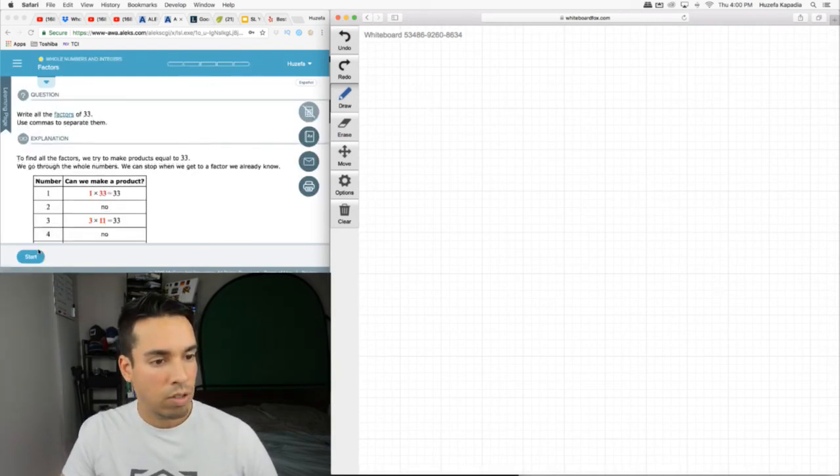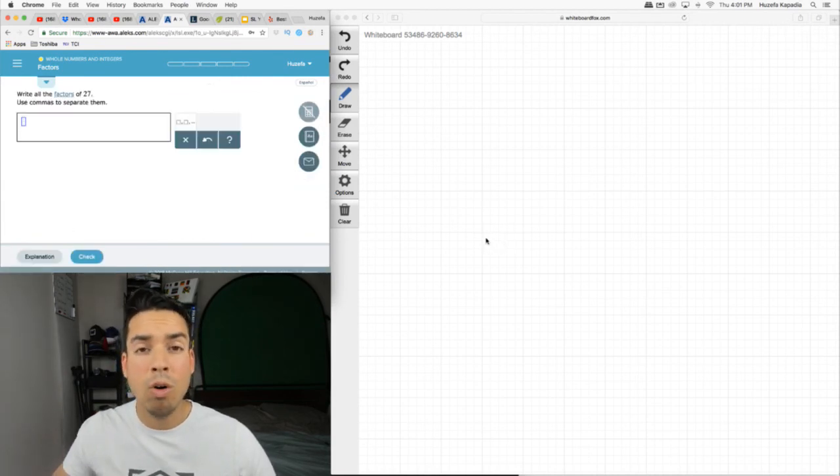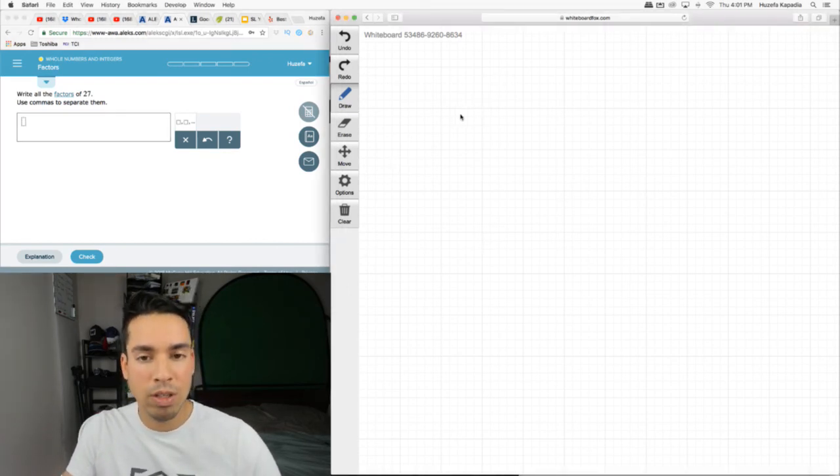Factors, write all the factors of 33. So we're now figuring out factors of a larger number. So what is a factor? Factors are all the different numbers that can be divided cleanly into this number 27 without a remainder. So how do we figure out all the factors? So first, we'll always start with the number and 1, because 1 times 27, we're going to do it in factor pairs. 1 times 27 is 27.